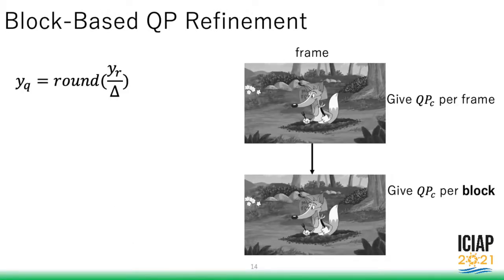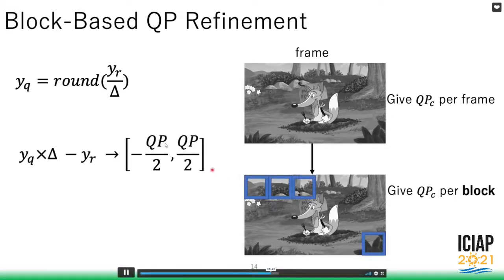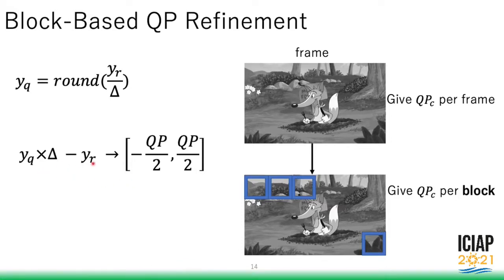After QP is decided for the current frame, block-based QP refinement is further processed. At the time of compression, quantization is performed block by block. The range of this calculation, which means the difference between the dequantized value and residue, is from minus QP divided by 2 to QP divided by 2.